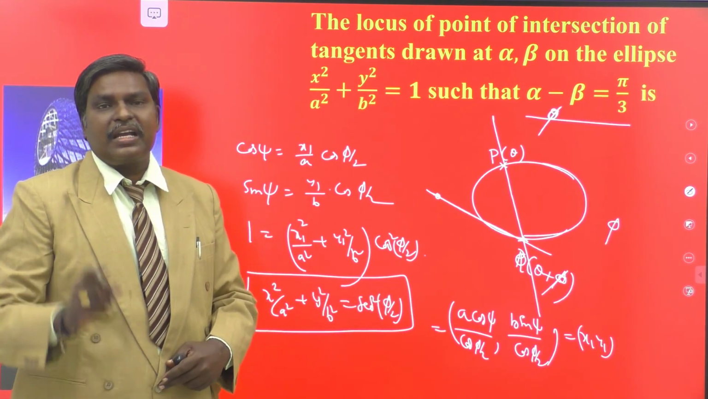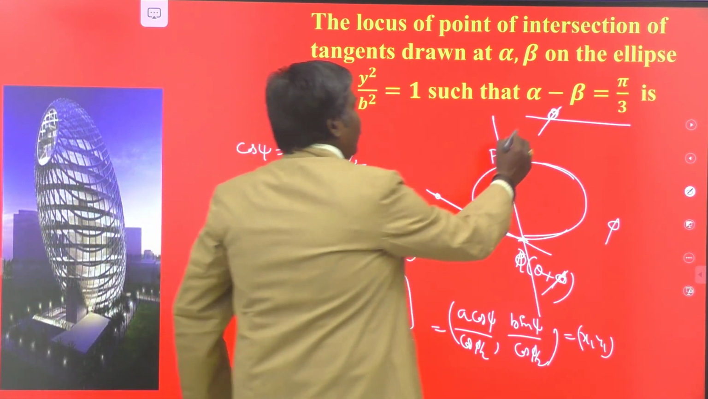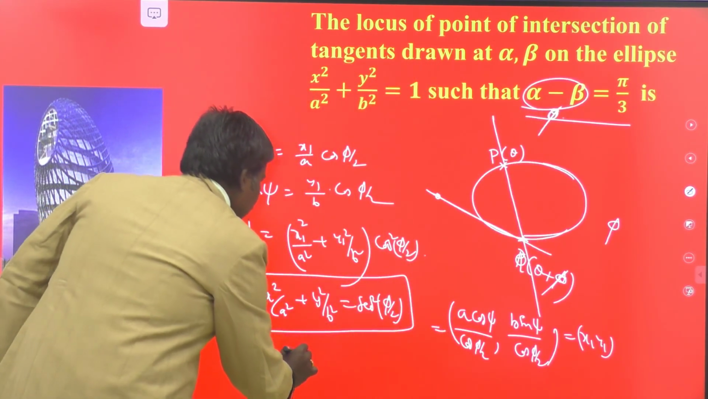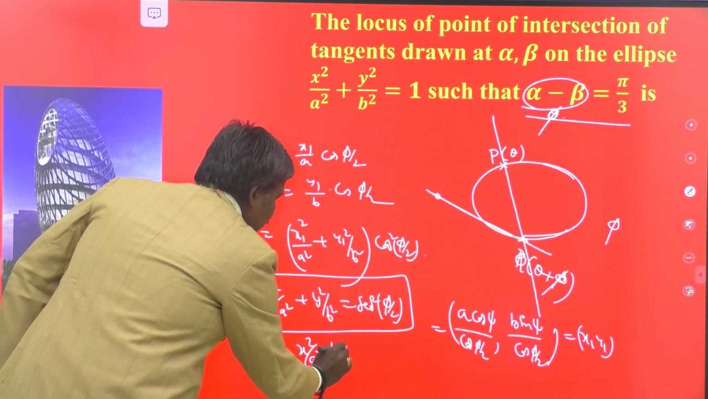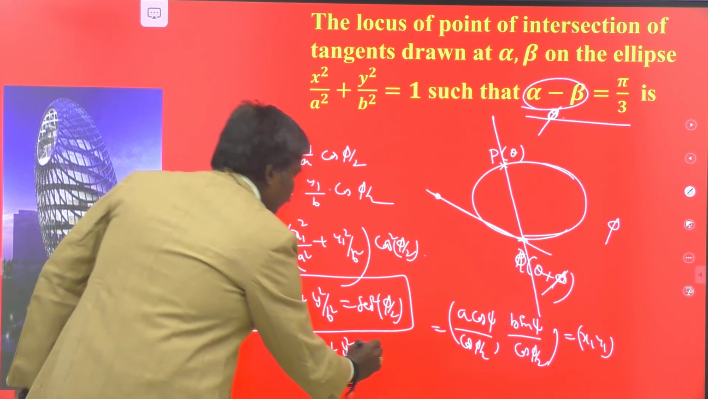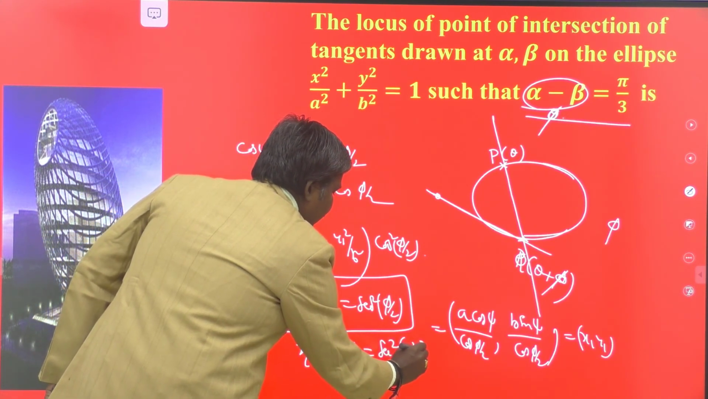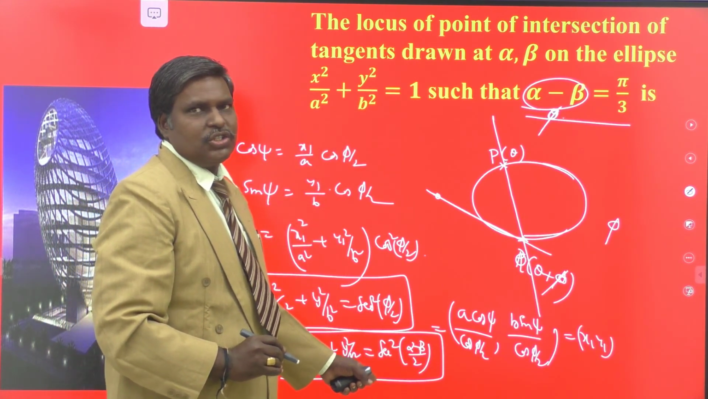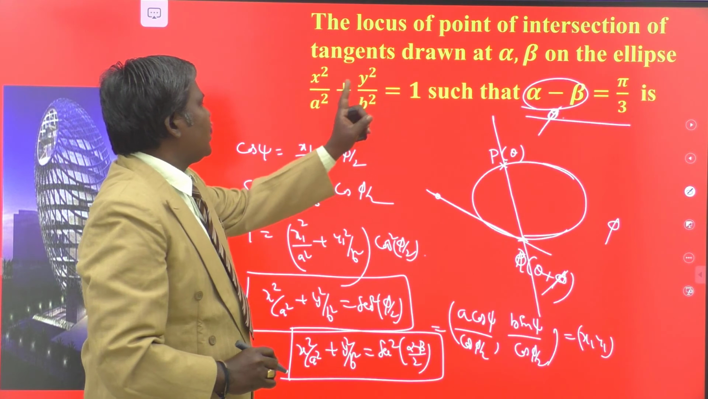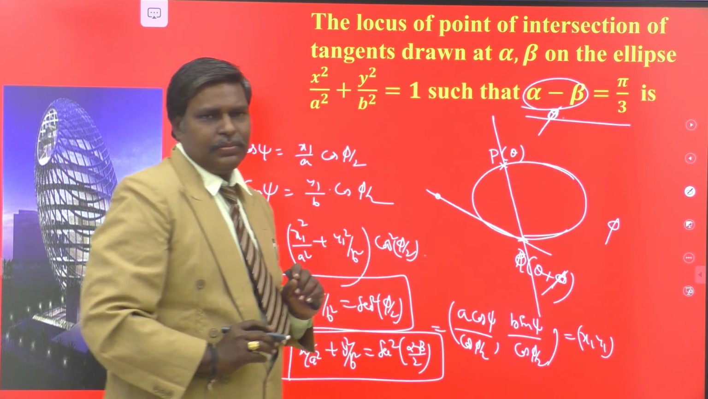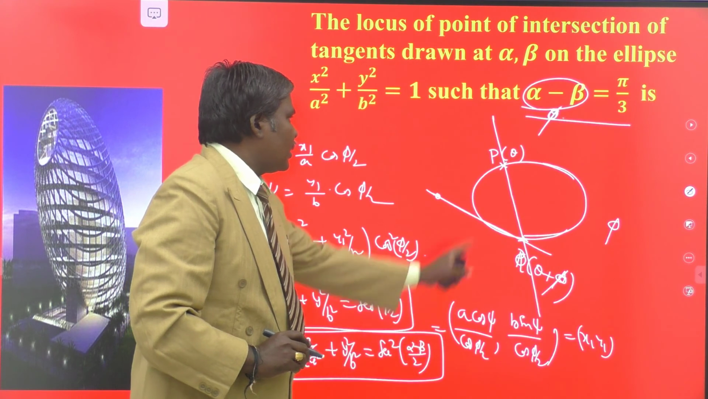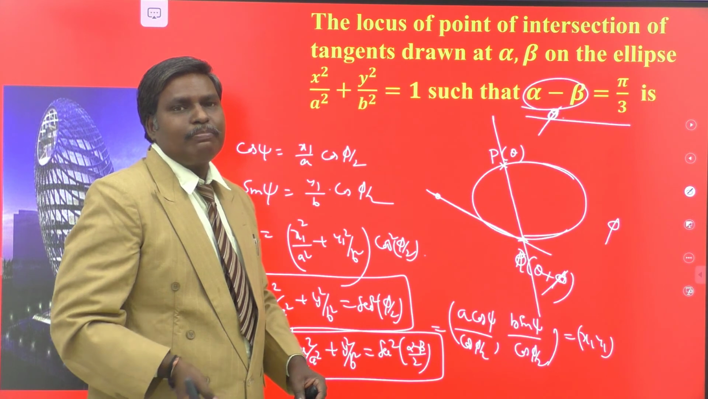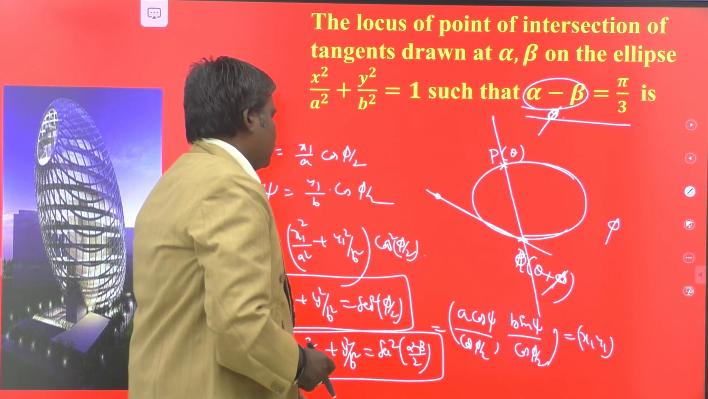Whose eccentric angles differ by what? Phi. So alpha minus beta is phi here, so instead of phi you can write alpha minus beta also. x square by a square plus y square by b square equals secant square of alpha minus beta by 2. This is the final formula: the locus of the point of intersection of tangents to the ellipse drawn at the points whose eccentric angles are alpha and beta. That condition is given to you: alpha minus beta is pi by 3, so pi by 3 by 2, that is pi by 6. Secant square pi by 6.